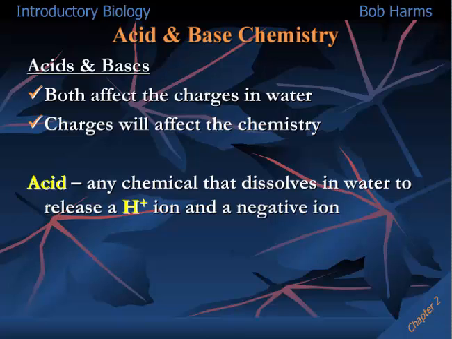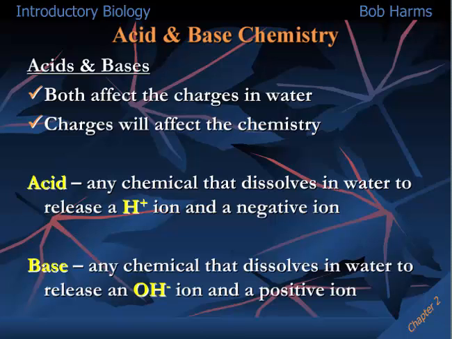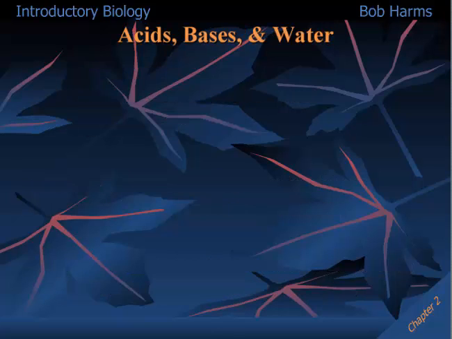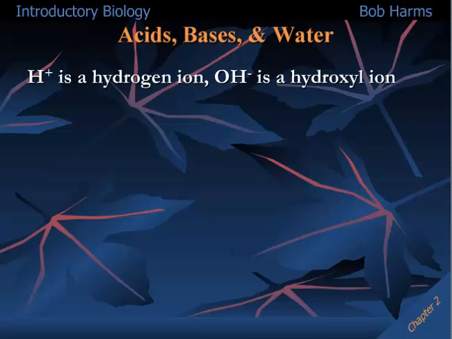A base is going to be very similar. It's also going to be a chemical that dissolves in water, so it's going to be hydrophilic, but it's going to break into different pieces when it does. In particular, a base is going to dissolve into a positive ion of some type and also a negative OH minus ion. And an OH minus is called a hydroxyl ion. And so acids and bases are similar. They're both hydrophilic. Acids release hydrogen ions and some negative ion. Bases release the hydroxyl ion and some other positive ion. And as mentioned on our last slide, H plus is a hydrogen ion, OH minus is a hydroxyl ion.